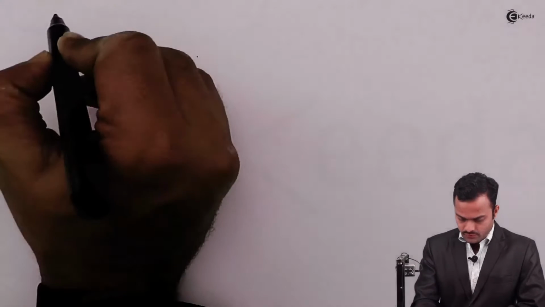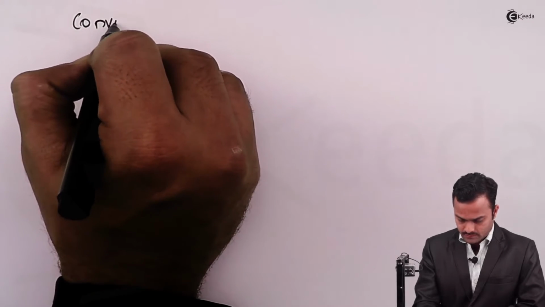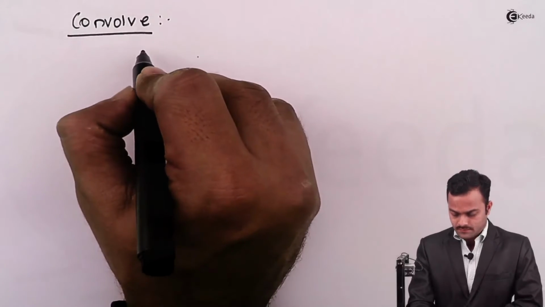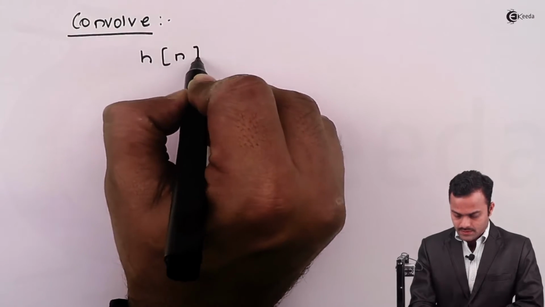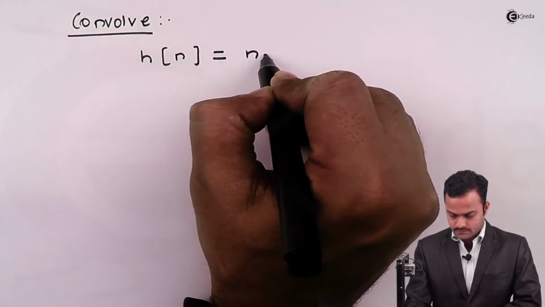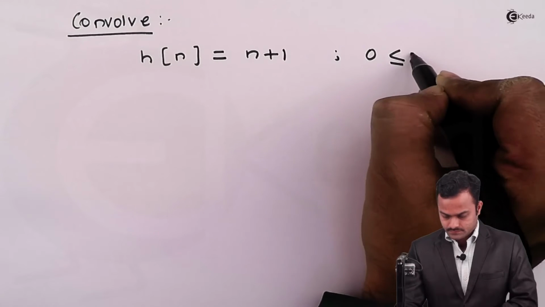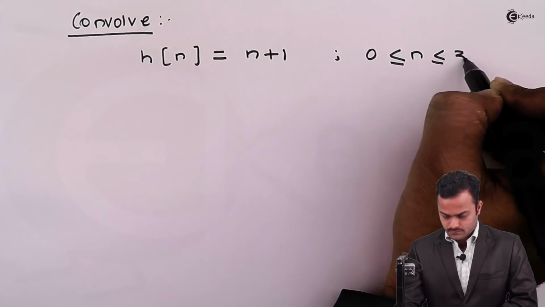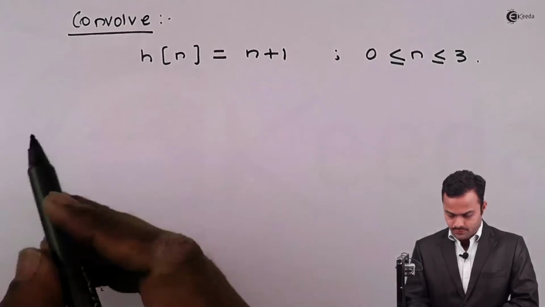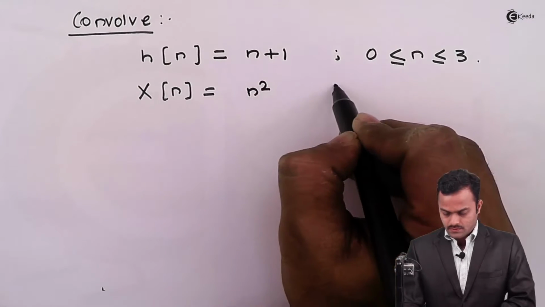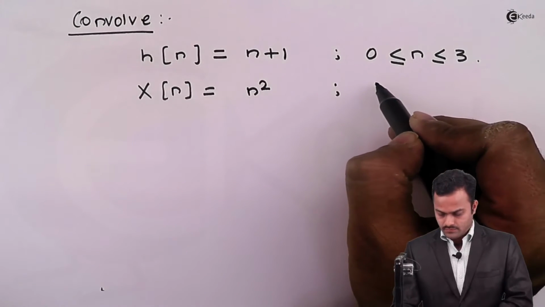We are going to solve a problem based on discrete time convolution. So here is the problem. We have to convolve two signals, which are given as h of n, an impulse response, nothing but n plus 1, which exists between this range of n. And second is the input x of n, which is n square. This is also in the range of n from 0 to 2.